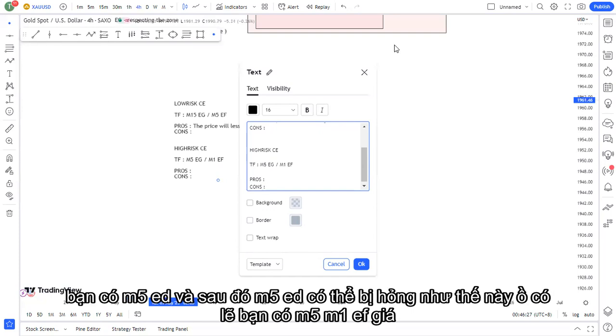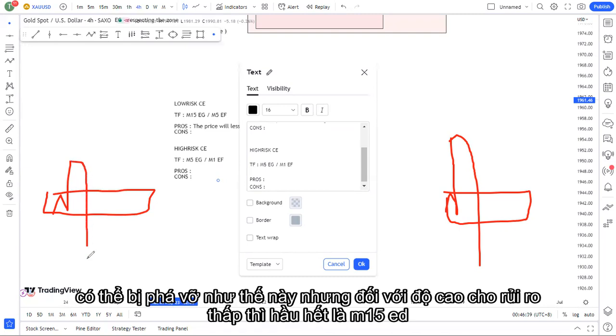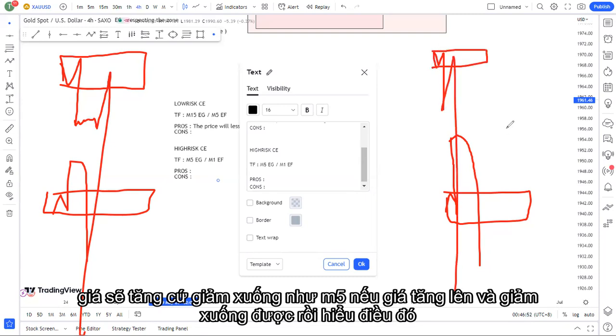For an example, you have an M5EG, and then the M5EG can be broken like this. Maybe you have an M1EF, the price can be broken like this. But for the low risk, which is M15EG, most of the time the price will go up, just go down. Like M5EF, the price goes up and just go down.